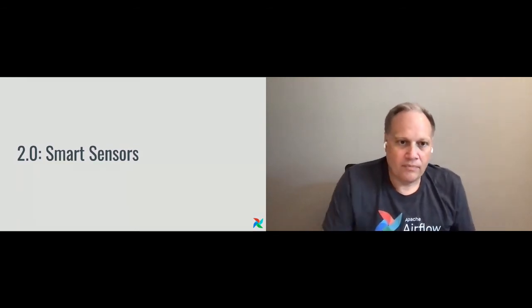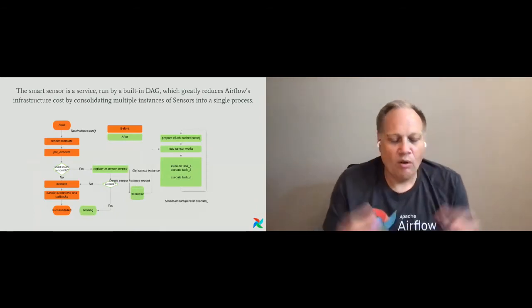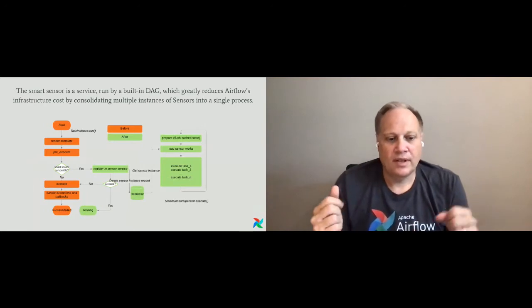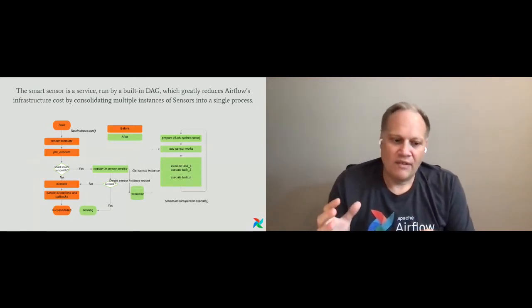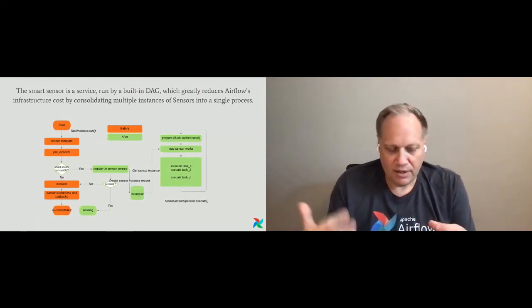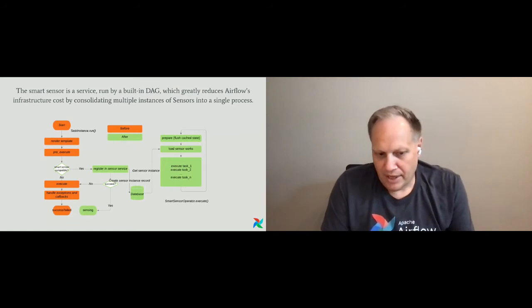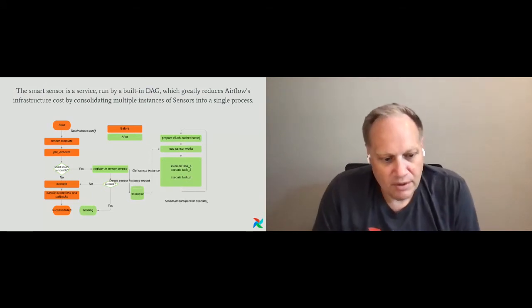So Smart Sensor is basically a way to roll up all of these waiting sensors into a single process that continually loops through all of the waiting sensors. And if it finds a positive result, in other words, something's completed, it hands control back to the originating DAG. So this feature basically saves a lot of compute resources.